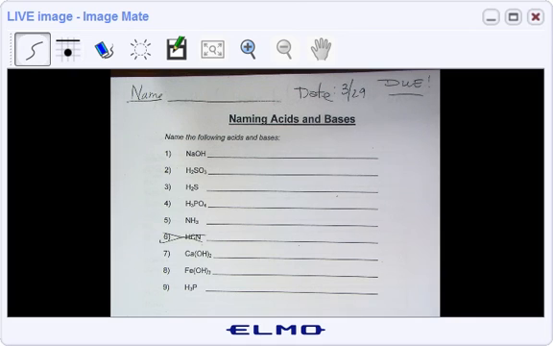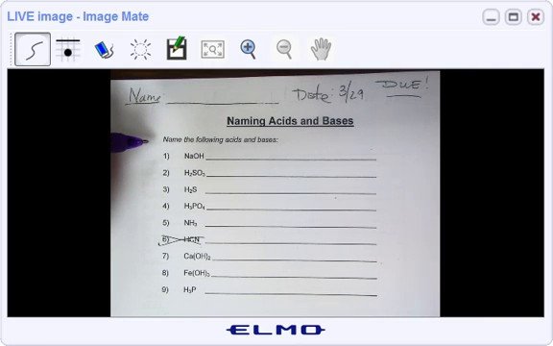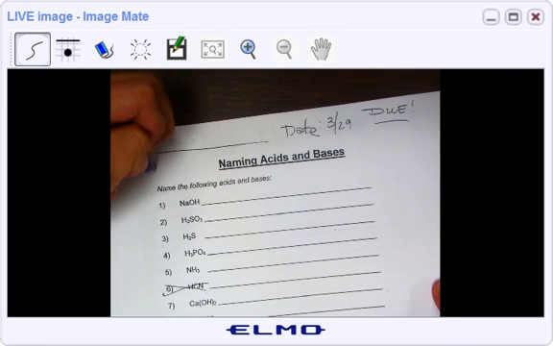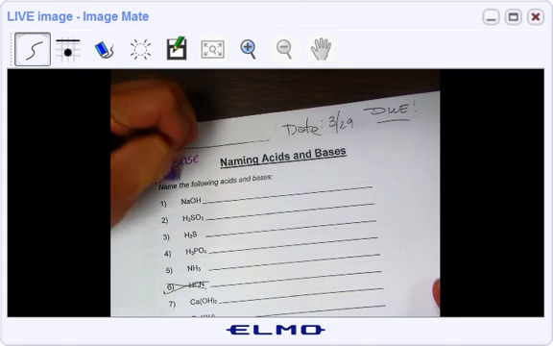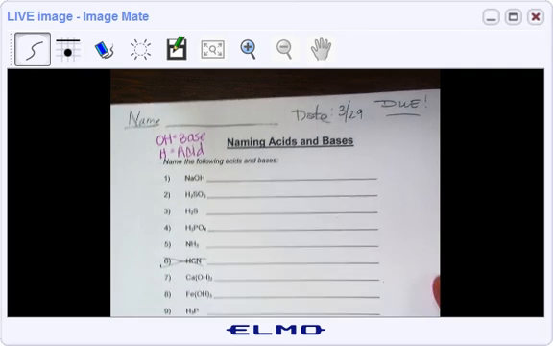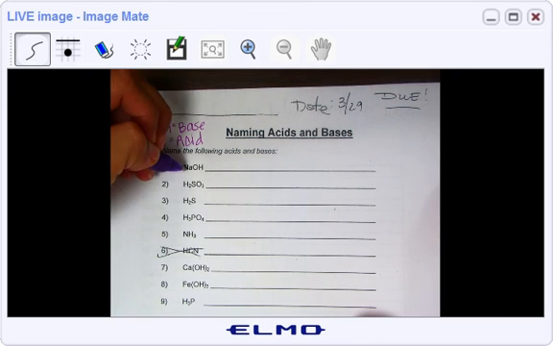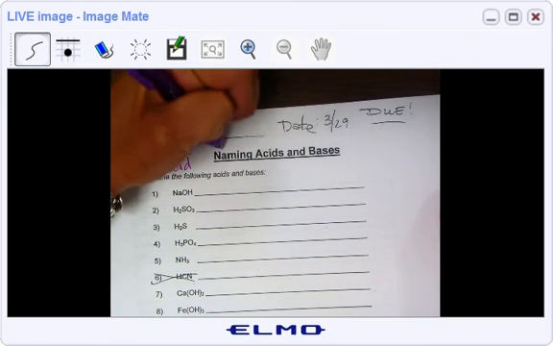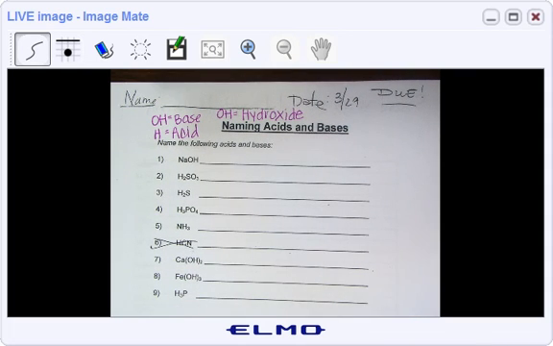Today is Tuesday the 29th. Naming acids and bases. We are first going to start off with naming bases, okay? You can make a note that OH equals a base. Anything with H equals an acid. And OH actually stands for hydroxide. So you could write OH equals hydroxide. I'll give you a minute to write that down so you can also see how I'm going to solve them.